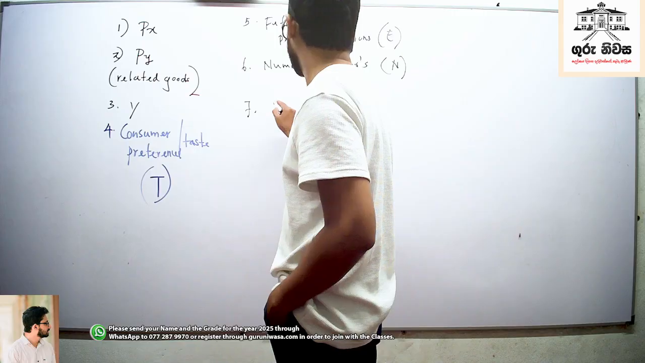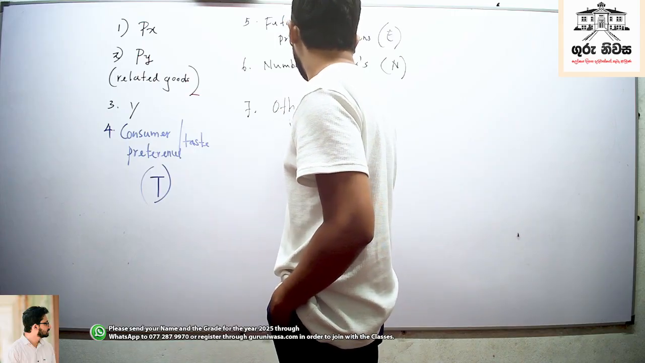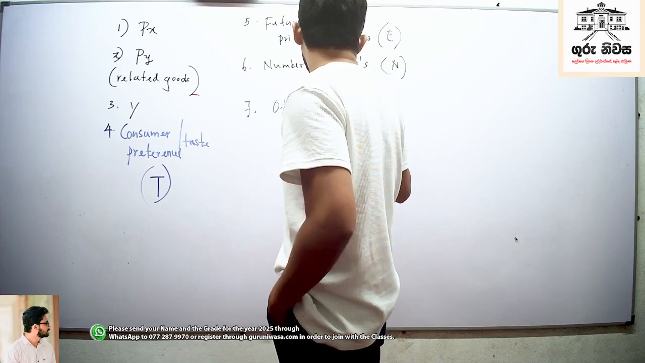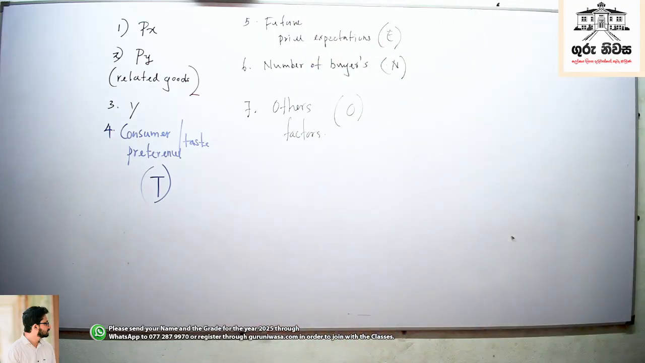Other than this, we can include all other factors under the other factors. Letter is O. Other factors. What are the other factors? The main one is advertisement. Now advertisement directly affects demand.